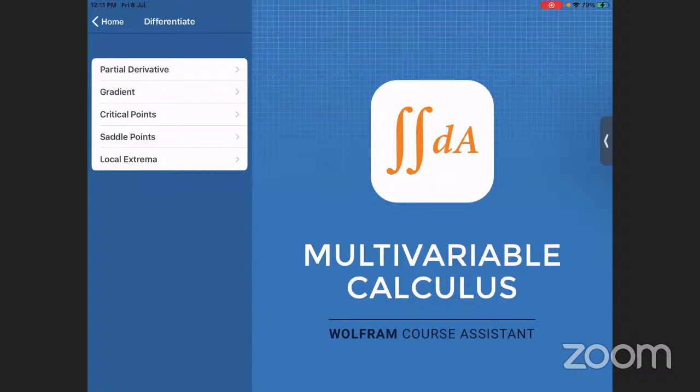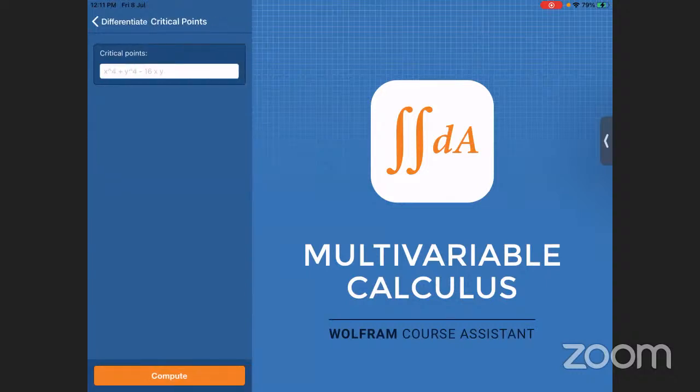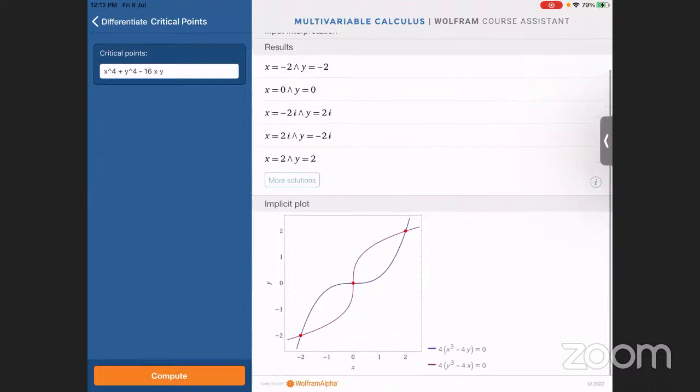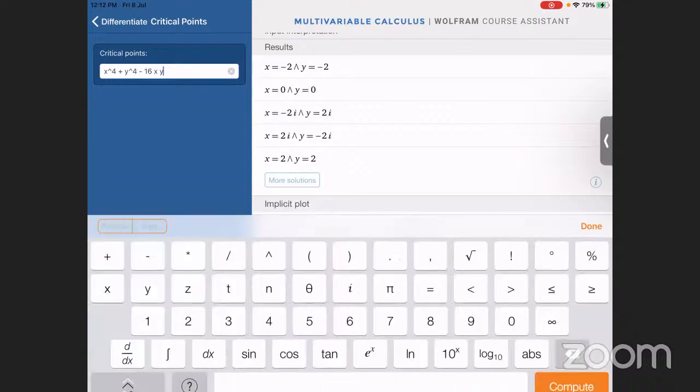Just take any function, for that matter. You can look for its critical points also. The function is x power 4 plus y power 4 minus 16xy. You can see the critical points, and its graph can also be seen. You can put any question of your choice instead of this.